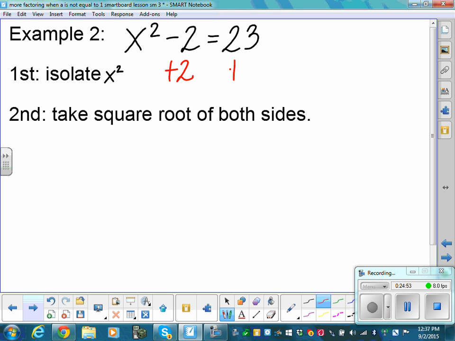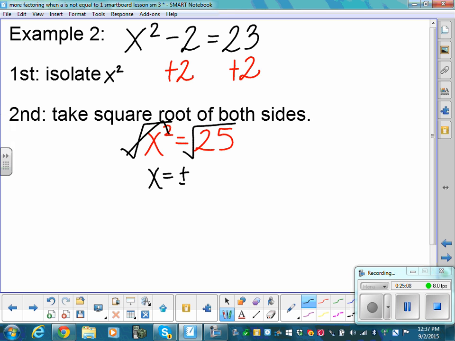So I'm going to add 2 to both sides. So that leaves me with x squared is equal to 23 plus 2, which is 25. Okay? Now we've isolated x squared, so now we'll take the square root of both sides. So our root cancels out with our power. So we get x is equal to plus and minus, we can't forget the plus and minus, the square root of 25, which is 5. So I am asking you to split that up. X is equal to positive 5, x is equal to negative 5.